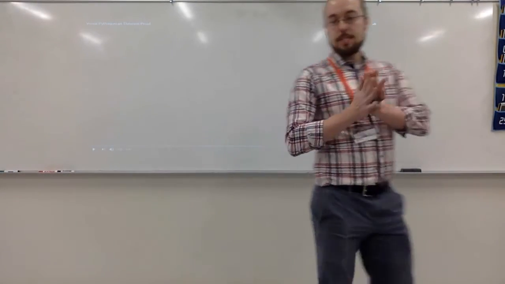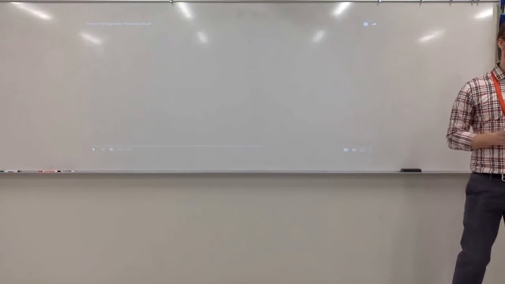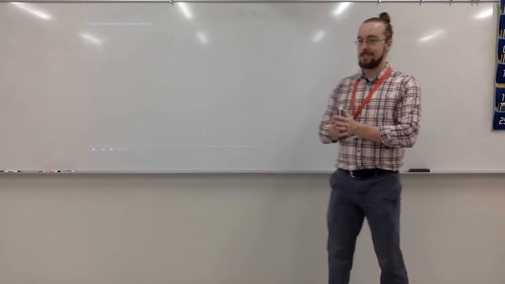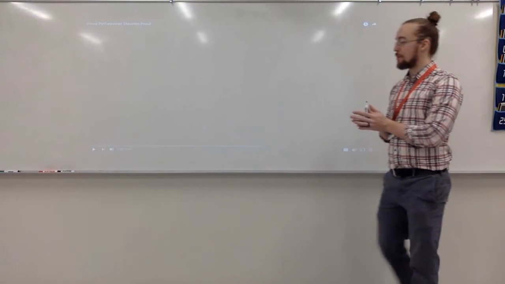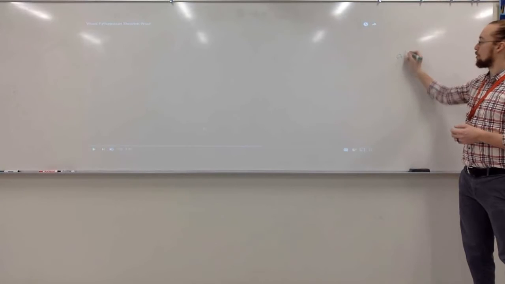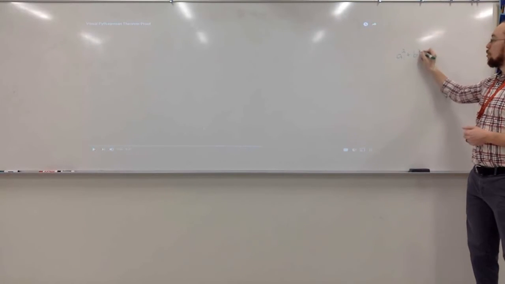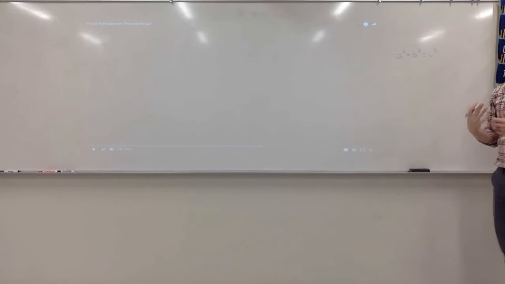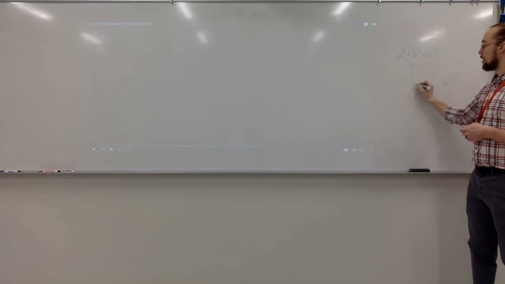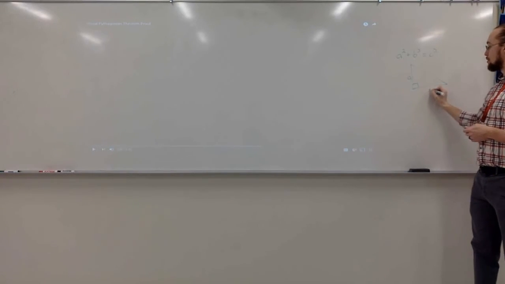Alright, today we are going to start talking about the Pythagorean theorem. Hopefully we all know by now what the Pythagorean theorem is. A squared plus b squared equals c squared. And this relates the three sides of a right triangle, where a and b are the two legs, and c is the hypotenuse.